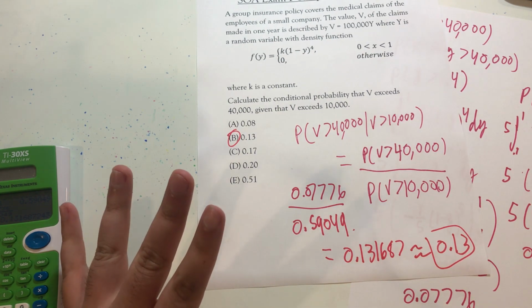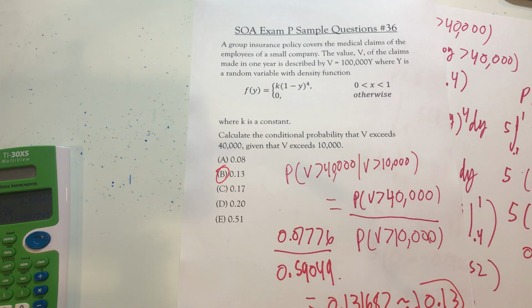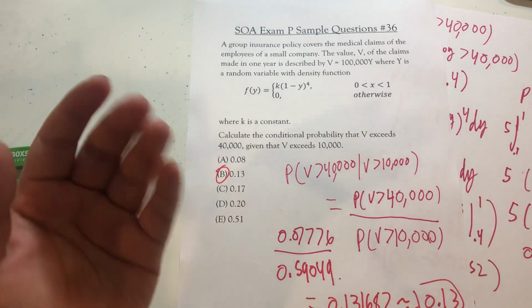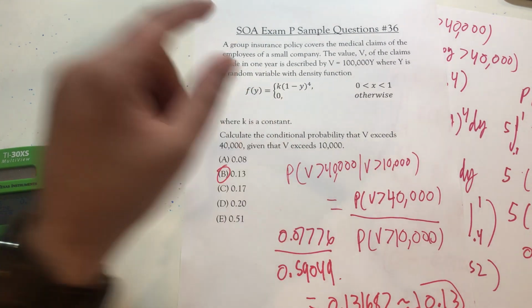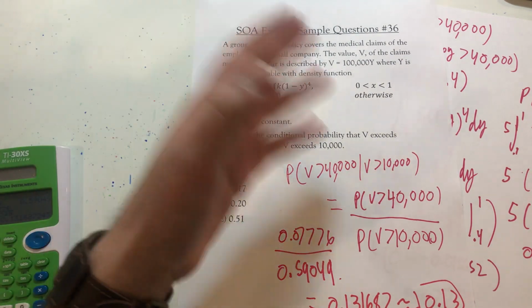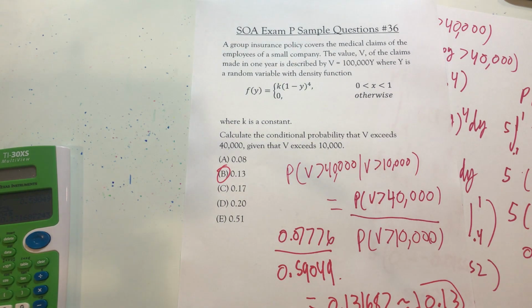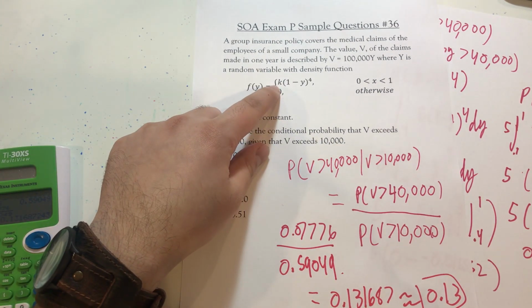Okay? Main takeaways from this problem. When you're given a PDF, and it's either got some coefficient up front that you don't know the value of, some constant, or it talks about, in terms of like, oh, the density is proportional to this expression, what you're going to want to do in order to find this is integrate over the entire interval and set it equal to 1 in order to find out what that value is.